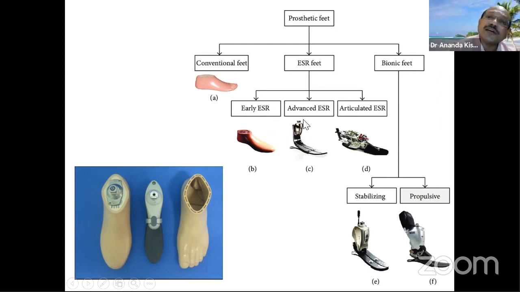It may be an early ESR, an advanced ESR, or an articulated ESR, almost a modular variety that can be changed depending on the body weight and constitution. And the most important is the bionic foot. This is the most advanced foot. Basically, the bionic foot is a stabilizing variety and a propulsive variety. An almost normal gait cycle is simulated on this bionic foot.